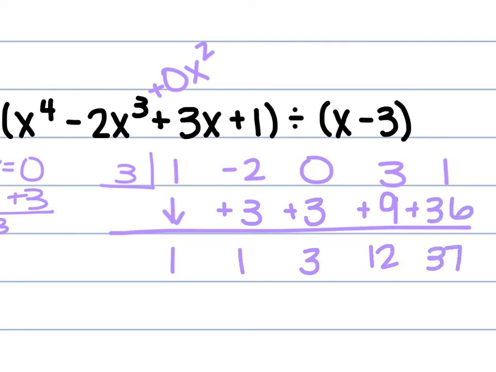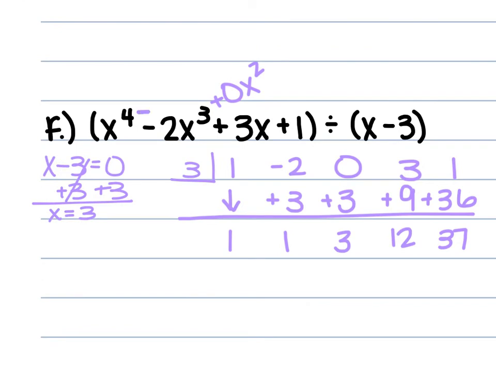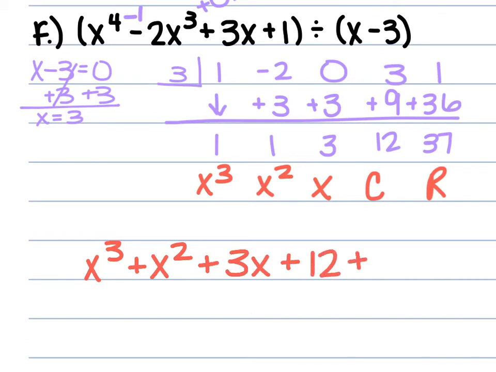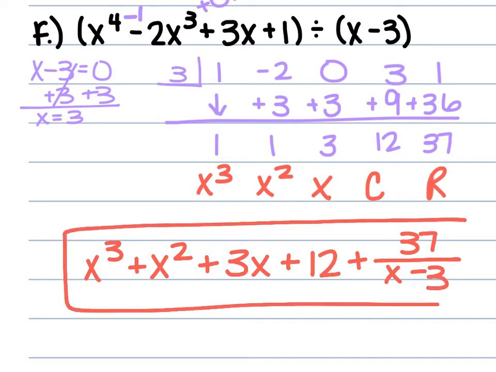So we started with x to the fourth. Subtract 1 from that. It's going to be an x cubed, an x squared, an x, a constant, and then our remainder. So we're going to have x cubed plus x squared plus 3x plus 12 plus 37 over, we divided by x minus 3, so it's 37 over x minus 3.